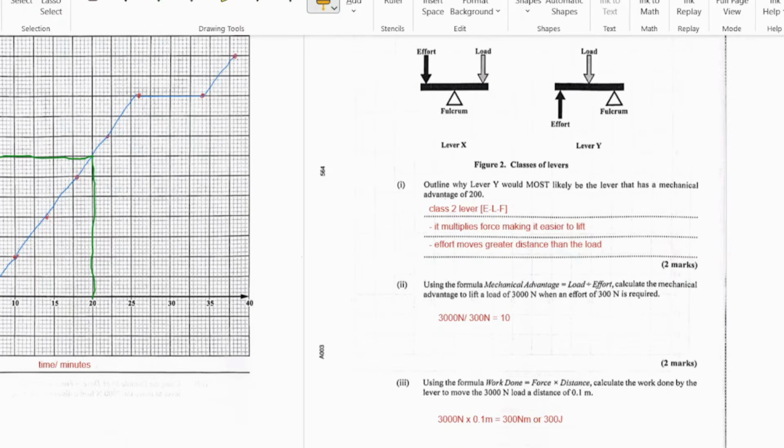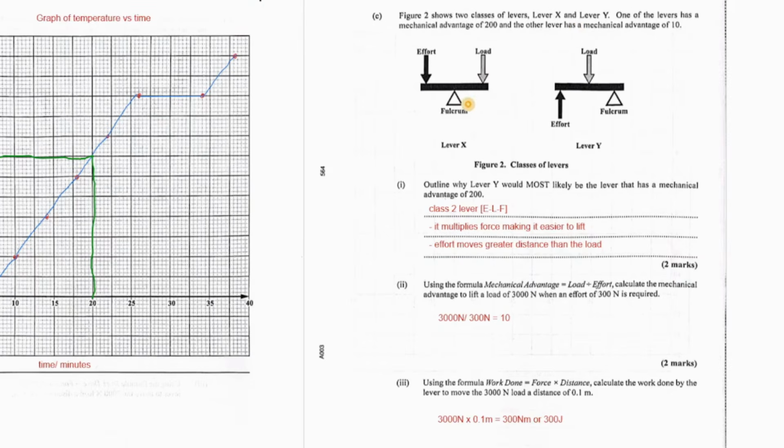Right. So you have lever X, you have lever Y. With this, they are telling you that you have two classes of levers. So this now needs you to pull on your memory that you have three classes of levers, and the classes of levers are based on the position of the effort, the fulcrum, and the load. So 1, outline why lever Y would most likely be the lever that has a mechanical advantage of 200.